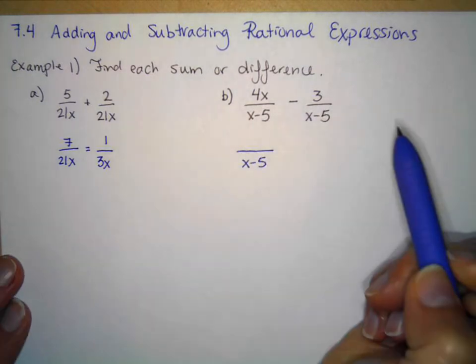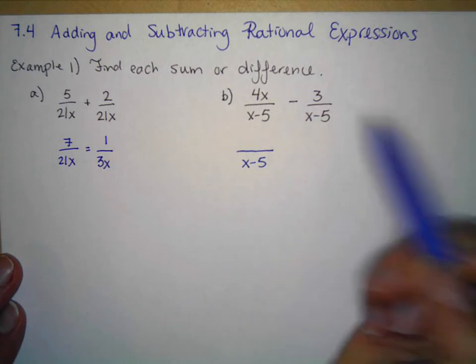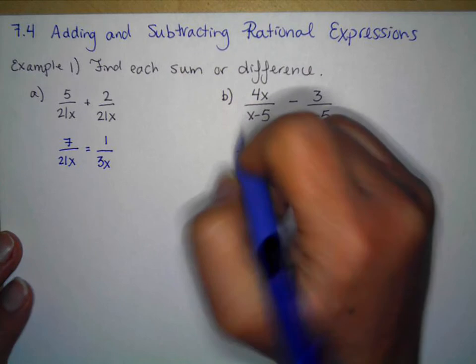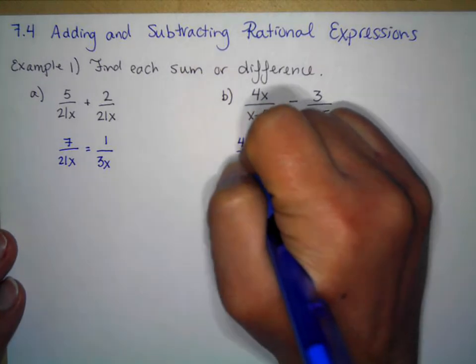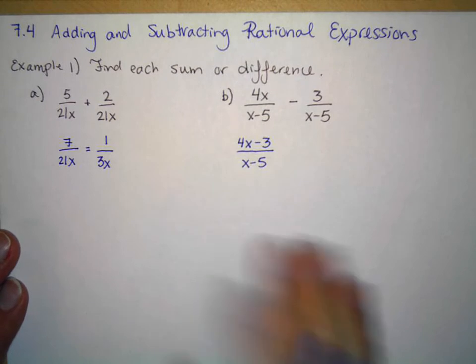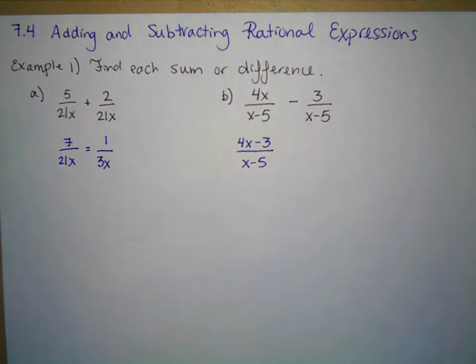But our numerators, our tops, 4x minus 3, those are not like terms. We can't actually combine them. So we just leave it as two separate terms, 4x minus 3 all over x minus 5. And in this case, there's nothing we can do to simplify that. There's nothing that goes into all of the terms. There's no way to factor either the numerator or the denominator. So that is our final answer.